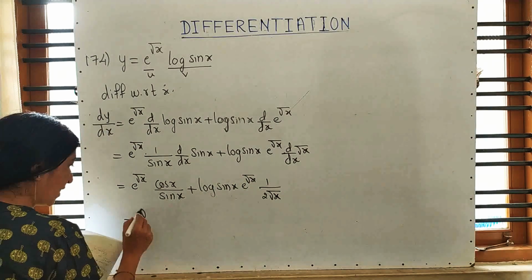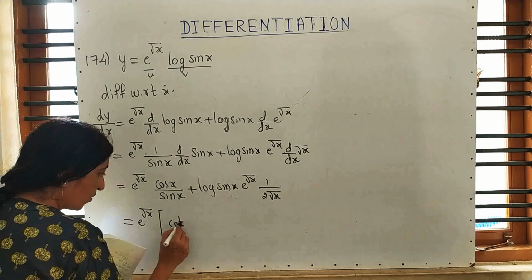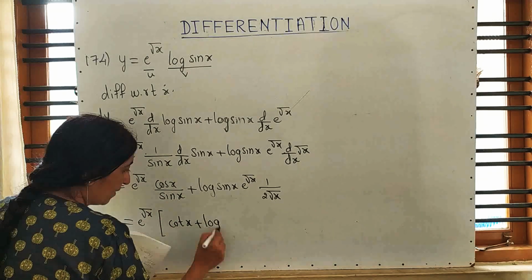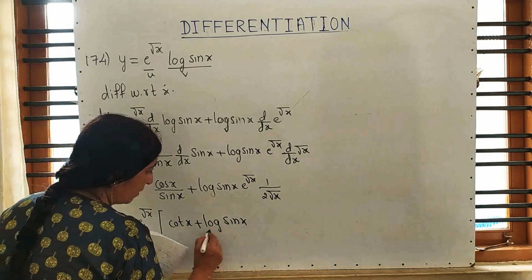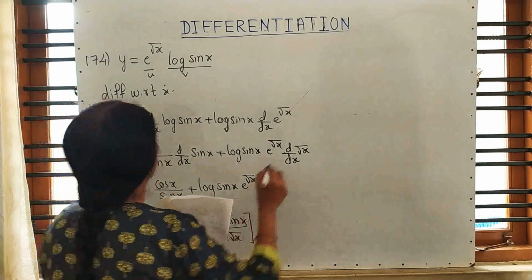If you want, you can take e raised to root x common, and cos x upon sin x is what? Cot x. Plus log of sin x divided by 2 root x. See, is it simple or what?